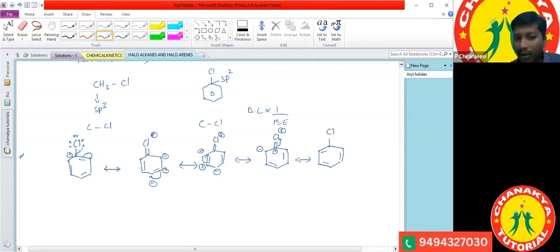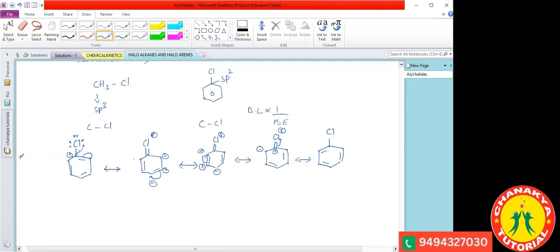So when the pi electrons undergo delocalization, in total how many resonance structures did we get? In total we got 5 resonance structures. In all the resonance structures, between the chlorine and carbon we have a partial double bond. To cleave that partial double bond, is more energy required or less energy required?